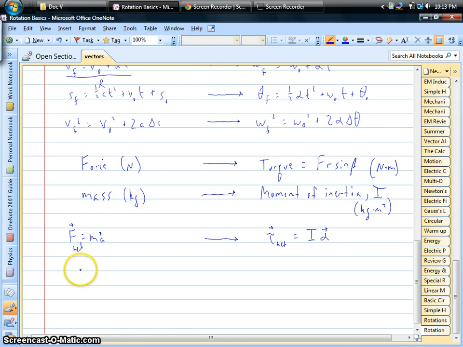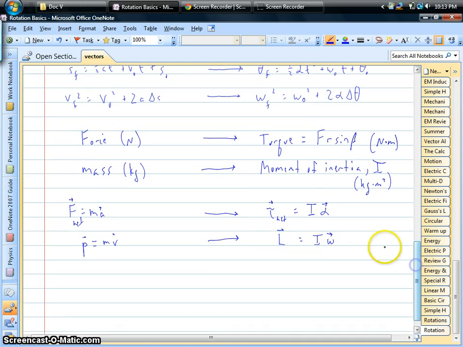For things like, say, momentum, linear momentum, there's going to be a rotational analog. Angular momentum, the symbol tends to be a capital L. Inertia replaces mass, and omega, your angular velocity, replaces linear velocity. Things like kinetic energy. 1/2 mv squared is often referred to as your translational kinetic energy, linear kinetic energy, if you want to call it that.